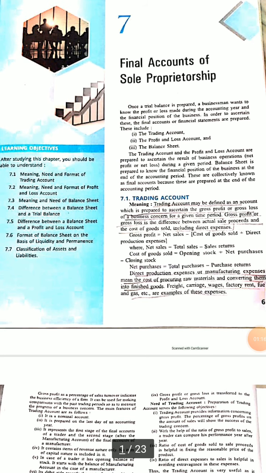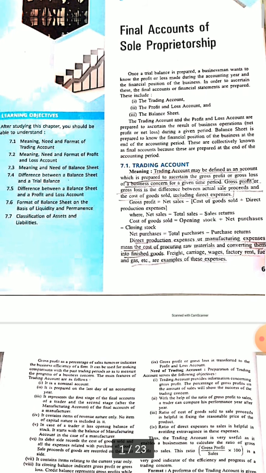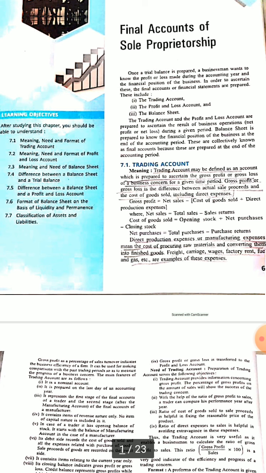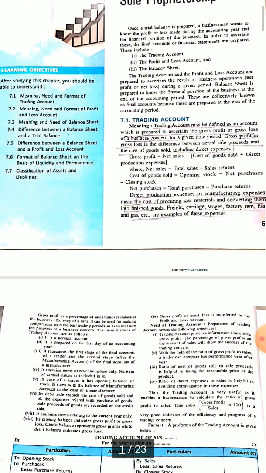Let's see from the start. There are three parts of final accounts: trading account, profit and loss account and balance sheet. Trading account is a statement which is prepared for determining gross profit or gross loss during a particular period of time. Now what is gross profit or gross loss? That is the difference between net sales and cost of goods sold.